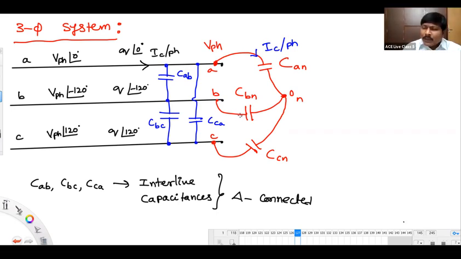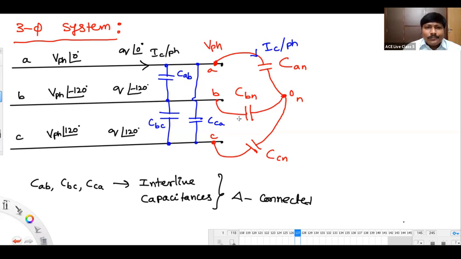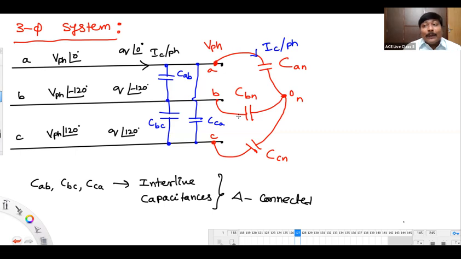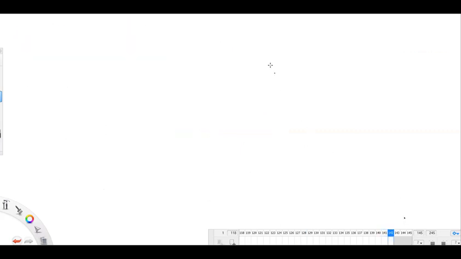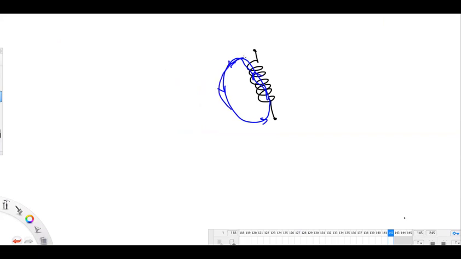What is the basic formula of inductance? L equals mu n squared A by l, no, sir? What is that l? Length of that inductor? That is the length of the flux linking path. It is not the length of the physical coil. If this is a coil, you will have the flux linking path something like this. That is that length, this length.